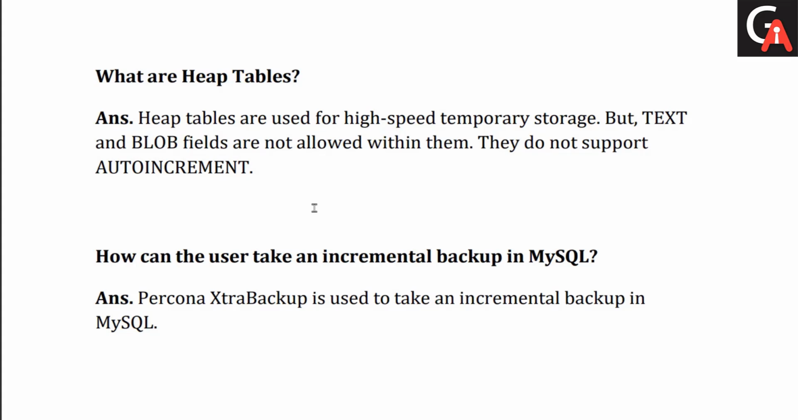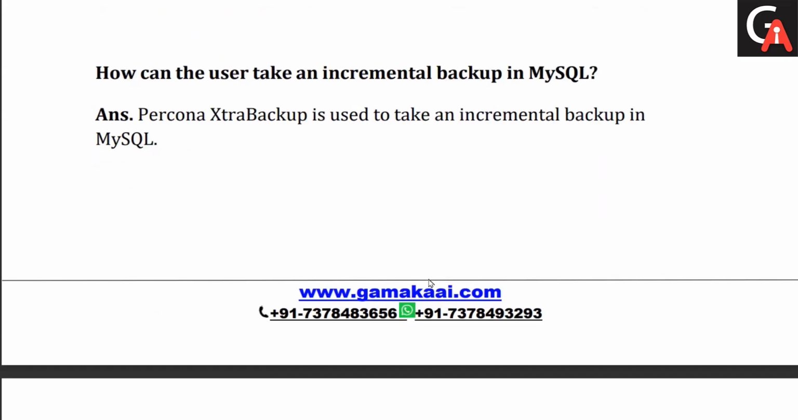Blob is binary large object, and except for that data type you can store any kind of data. It also does not support auto increment. Auto increment is a functionality where you can add an increment value to your primary key column or any column which uses integer data. Clear? So these are called heap tables in MySQL, which are used for high speed temporary storage. Clear, guys? Next question we have.